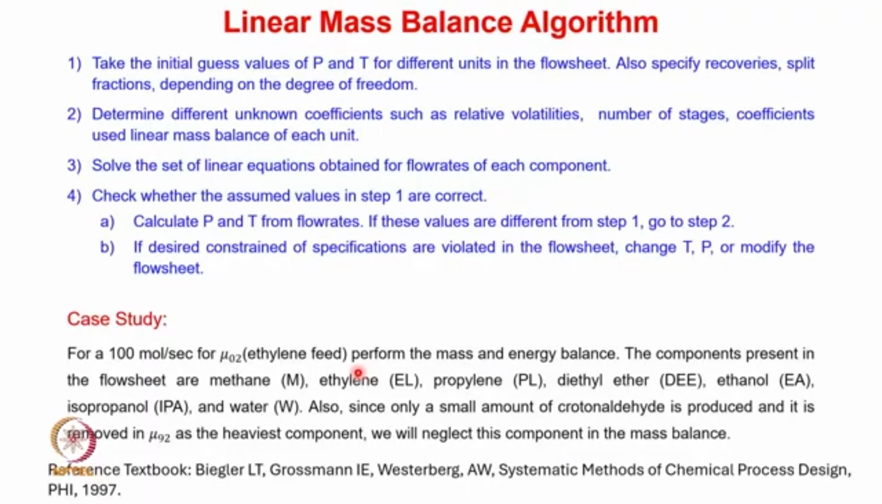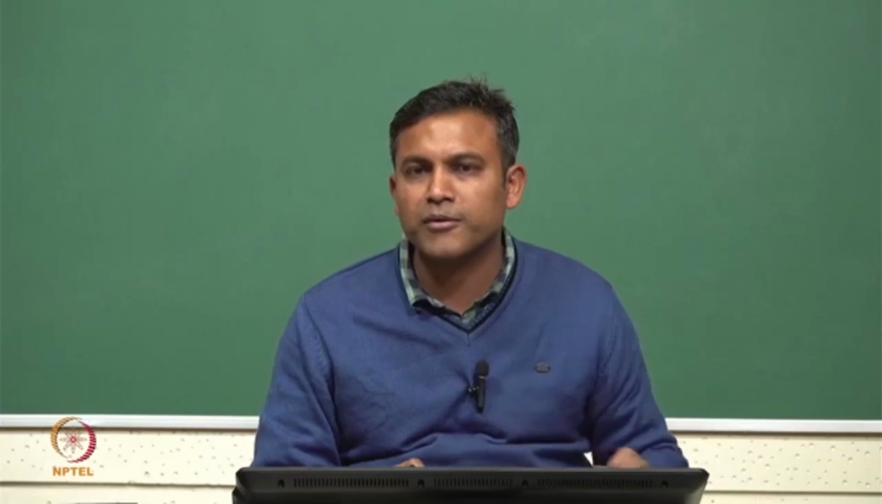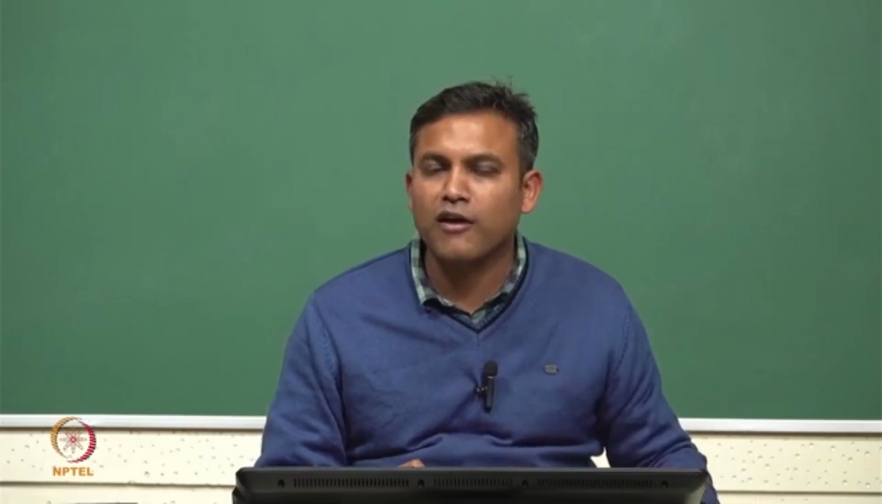So in addition to the split fractions, we have to either specify temperature or pressure. When we go to the slightly complicated units like distillation, in distillation degree of freedom is 3. So there, in addition to the split fractions, we also need to specify temperature and also we need to specify the number of stages involved.